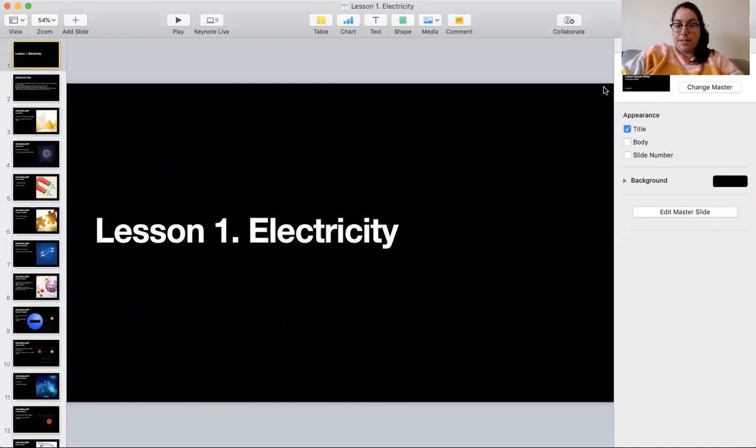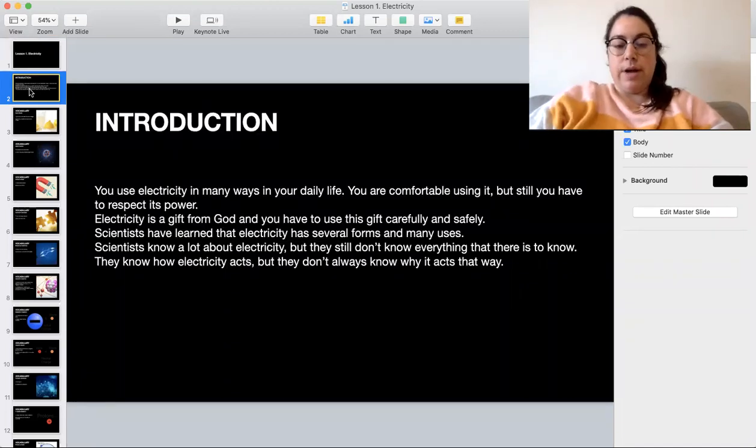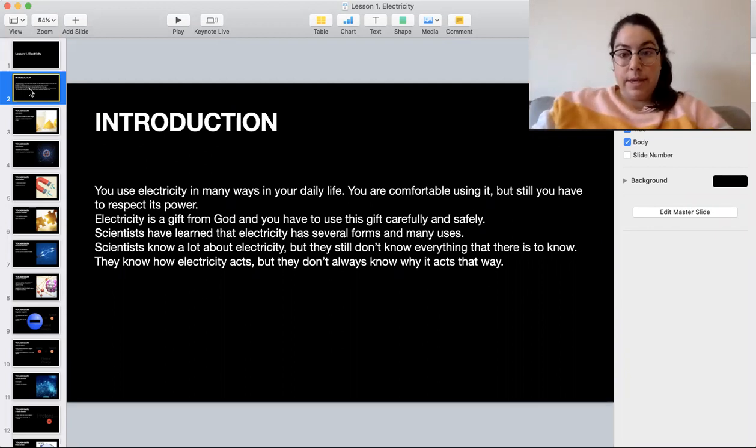Today is a really exciting lesson. Electricity is something that you use in daily life in many ways, like to turn on the TV or the light bulb or charge your computer. You are really comfortable using it, but still you have to respect its power because when you use it in a bad way, it can be dangerous. Electricity is a gift from God, but you have to use it carefully and safely.